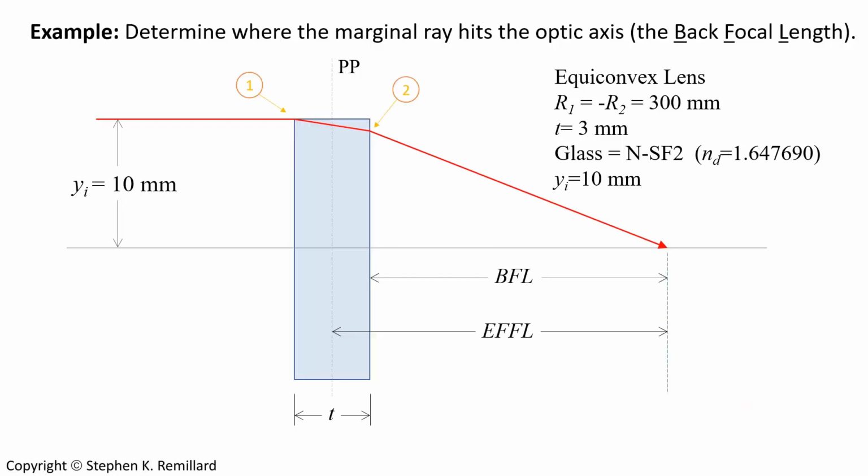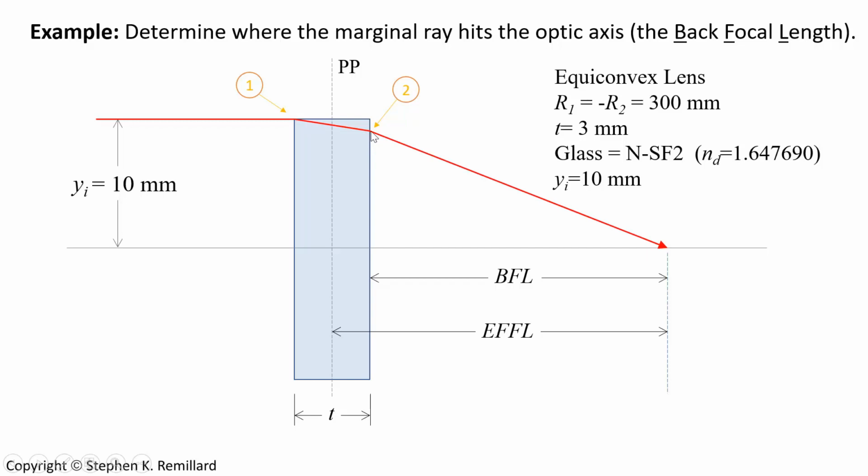Just for simplicity, I might look at the lens as a block of glass. Because the two surfaces have the same radius, the principal plane is right down the middle. So the effective focal length is taken from the principal plane to the place where the marginal ray strikes the optic axis, and the back focal length from the vertex of the back surface to the place where the marginal ray strikes the axis. A refraction occurs at point 1, then there's a transfer from 1 to 2, and then a refraction occurs at point 2.